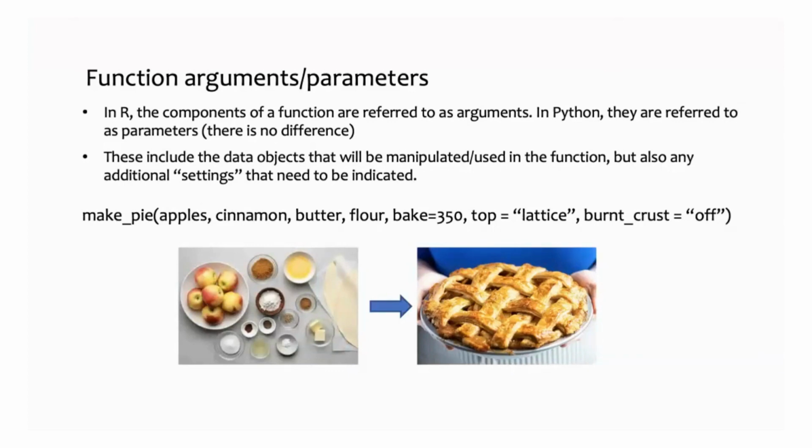It's either a data object that the function needs in order to operate, or some setting that needs to be indicated on, off, or be provided some value. So here, you're giving the function apple pie all the ingredients it needs, but then you're also specifying additional specifications that will change the nature of the outcome. So here you're saying that you want to bake it at 350, the top should be a lattice top, and burned crust is off. So you don't want a burned crust. And again, these are made up examples just to illustrate the point.